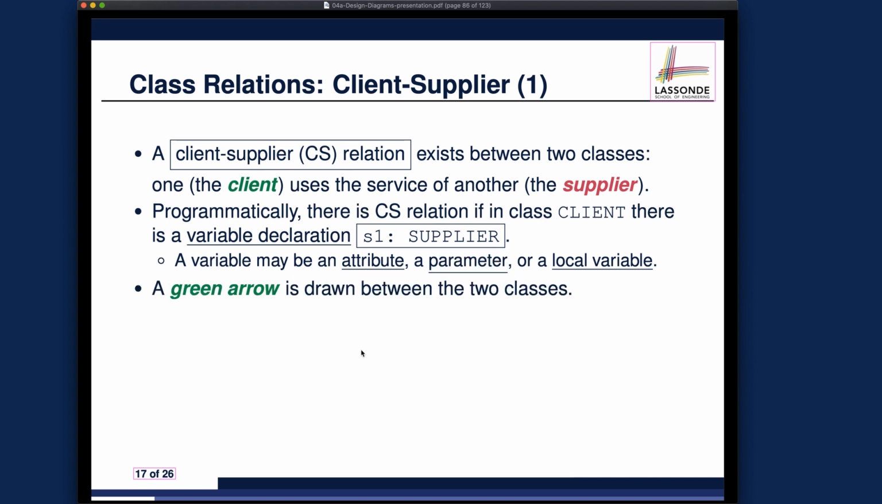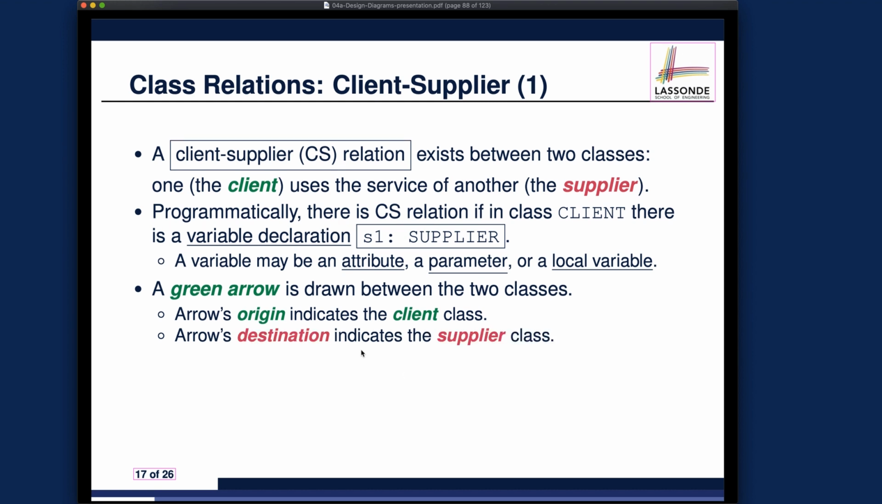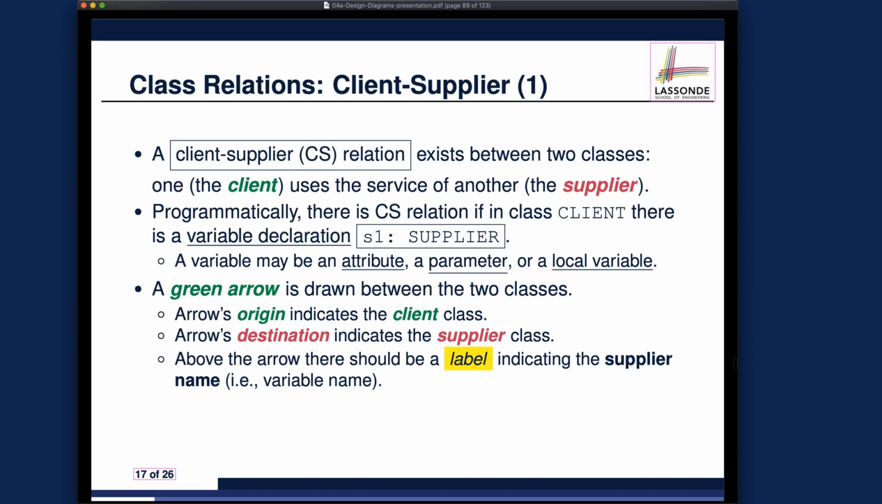A green arrow is drawn as opposed to a red arrow. Of course, in the case where you can only get black and white printing, you cannot really tell the color. But I would say the critical difference between inheritance and client-supplier is, for the client-supplier, you have to always put labels to denote the supplier name. I'll show you. So the origin should be the client, and the destination should be the supplier. We'll see an example in just a moment. Okay, so as I said, above the arrow, there should be a label, at least one label, indicating the supplier name. And in this case, for example, S1 would be the supplier name of type supplier.